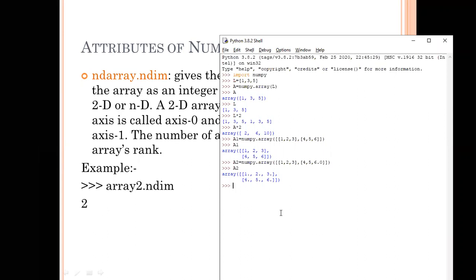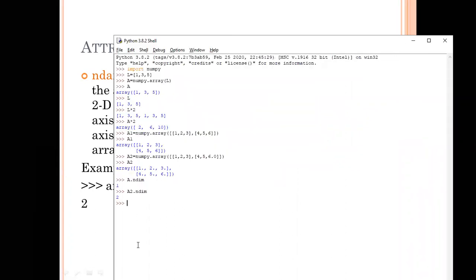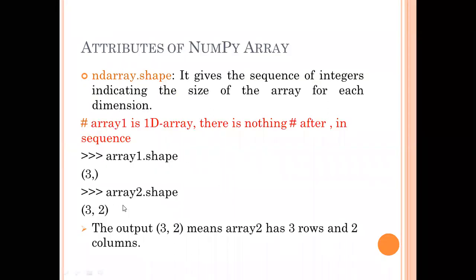I write a.ndim, because it is an attribute that we are not using the parenthesis, just write ndim. This is 1 because this is a one dimensional array. Then write a2.ndim, it is two dimensional, that's why it shows 2, because this is two dimensional. Okay, then the next attribute is shape.